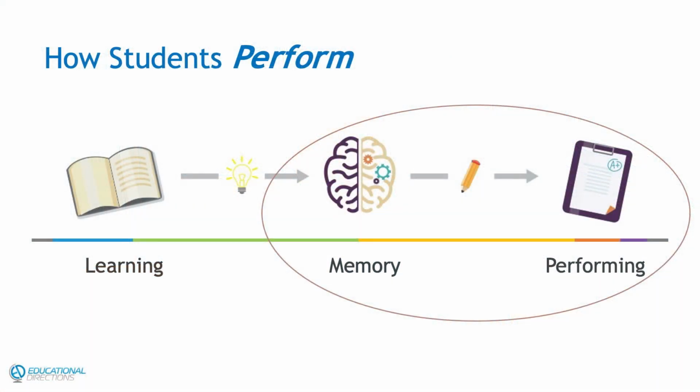So if we've set a culture and climate for learning, we've used good, high level of engagement student work in well thought out classes to get things into long-term memory. Now we need students to be able to retrieve that long-term memory and perform with it. When we look at where work breaks down, most of the time people think content. So if a student is not performing well, they must not know it.